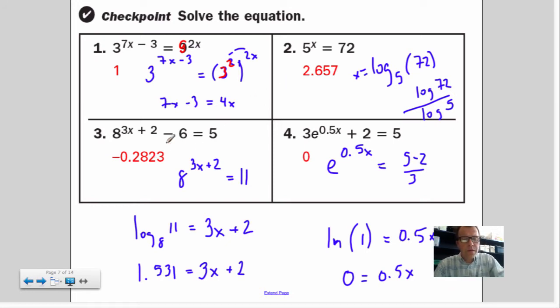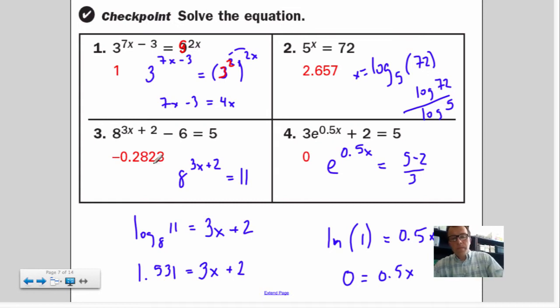To do this problem, first thing I did was add 11, and then here I switched forms. So I said log base 8 of 11 is equal to the exponent. And now with the calculator I'd have to do change of base, but I could solve this with my calculator. I'd subtract 2, divide by 3, and I'd get my final answer.